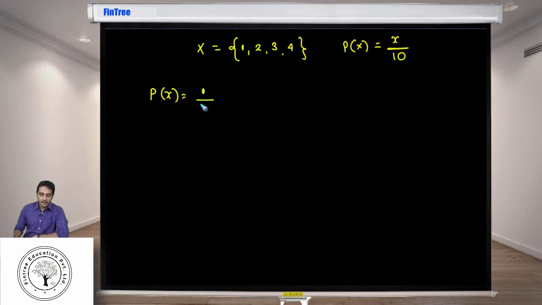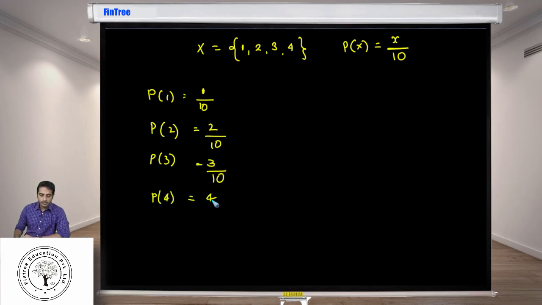You would say 1 divided by 10. So what is the probability of 1? The probability of 1 would be 1 divided by 10. What is the probability of 2? It would be 2 divided by 10. What is the probability of 3? 3 by 10. And what would be the probability of 4? 4 by 10, because that's how your probability function is being defined.